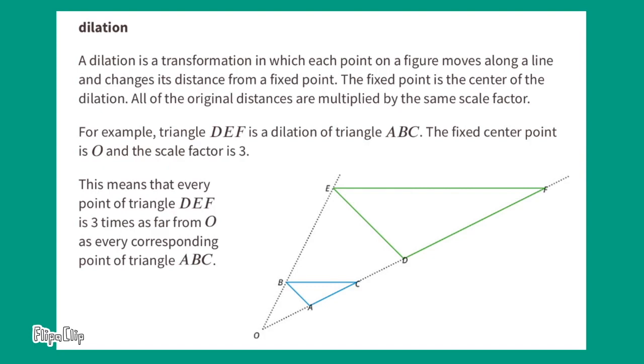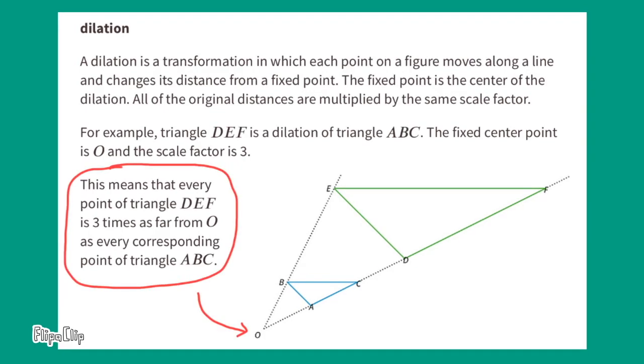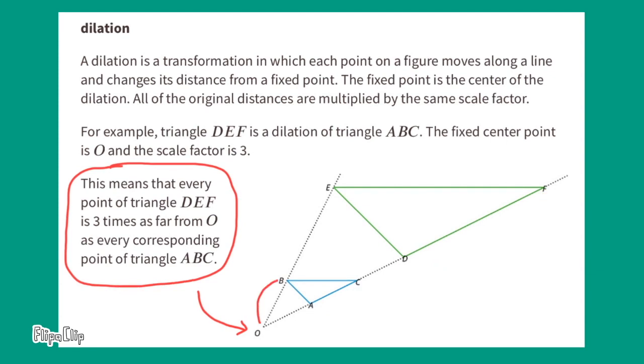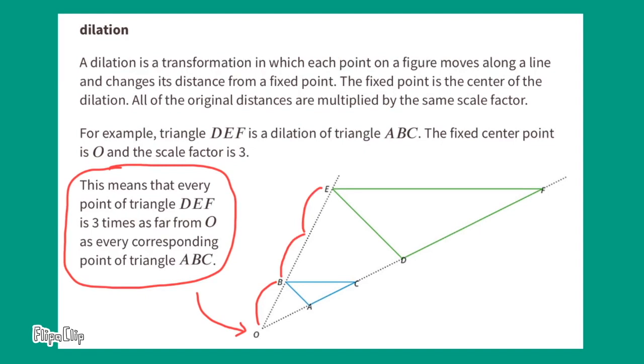For example, triangle DEF is a dilation of triangle ABC. The fixed center point is O, and the scale factor is 3. This means that every point of triangle DEF is 3 times as far from O as every corresponding point of triangle ABC. In this example, point C is this distance away from O. Its corresponding point, point F, would be 3 times that distance away from O. In this example, point B is this distance away from O, and its corresponding point, point E, would be 3 times that distance away from O.